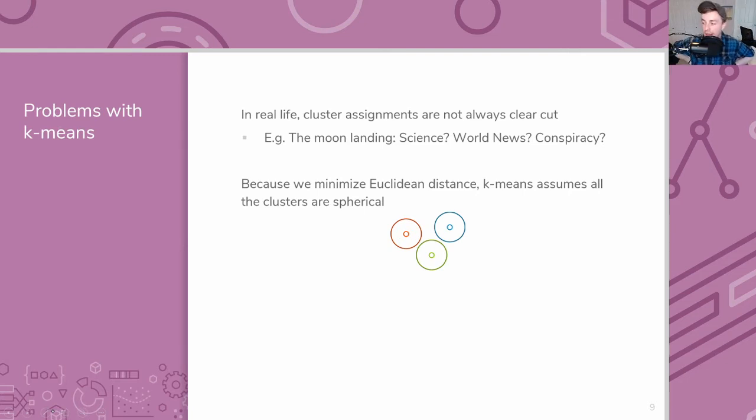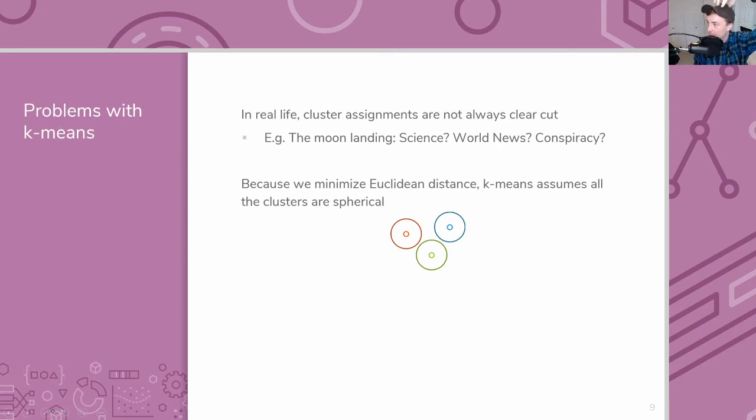Because with K-means we're minimizing Euclidean distance, what that's really coming down to is assuming that all of the clusters are spherical. Remember, with the Euclidean norm, the L2 norm, this is about circles, the equation of a circle. So we're assuming that all of the points within the same ring of a circle would be the same distance. So here it's assuming that the clusters are spherical, which may or may not be the case.